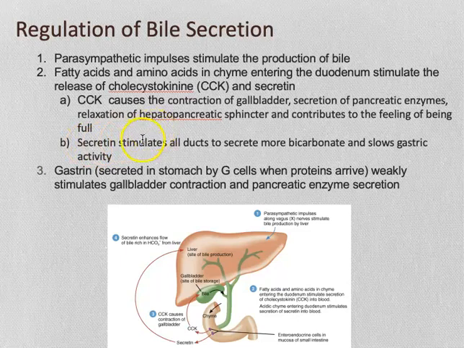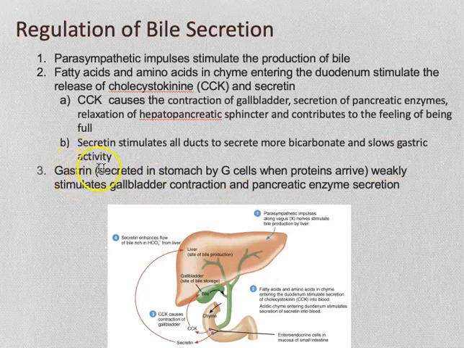Secretin is also going to stimulate ducts to secrete more bicarbonate. So again, bicarbonate is basic and it'll help neutralize the hydrogen ions. So it'll help neutralize that acidic pH coming from the stomach. And it will also slow gastric activity. So it's basically slow down, let us neutralize the pH, let us get our digestive enzymes into this chyme that you just sent over from the stomach. And then once we're done with that, you can send us another bit of chyme over, right? So it kind of does this in waves.